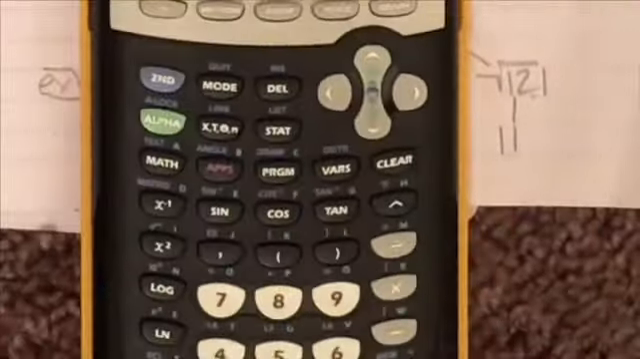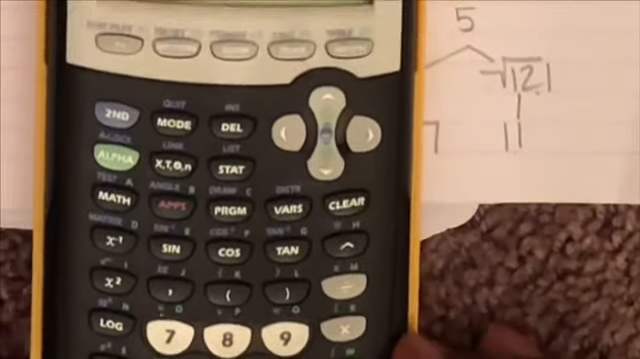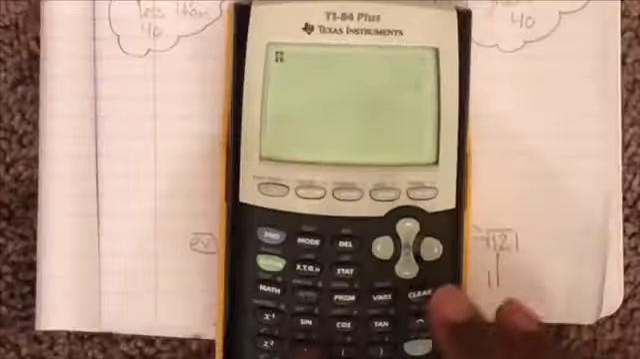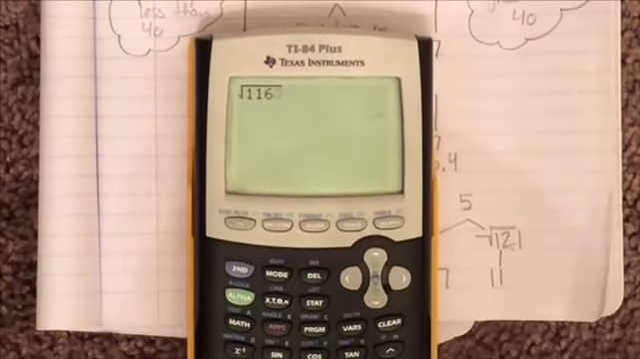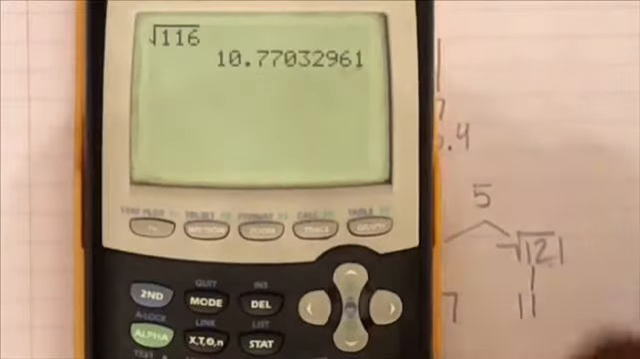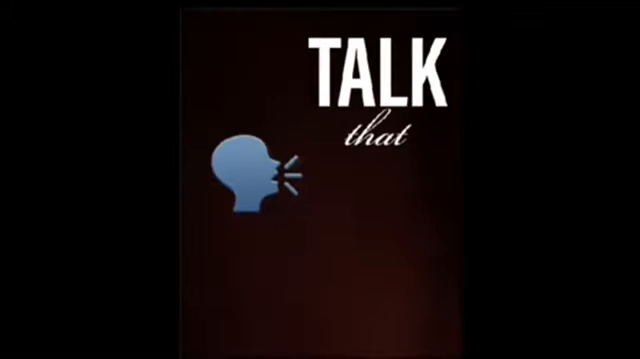But of course, let's use a calculator. Pull out the calculator real quick. Second, X squared, and then press 116. On the big screen, it looks like this. Square root of 116, enter, and we get 10.7. That's that. Talk that math talk.